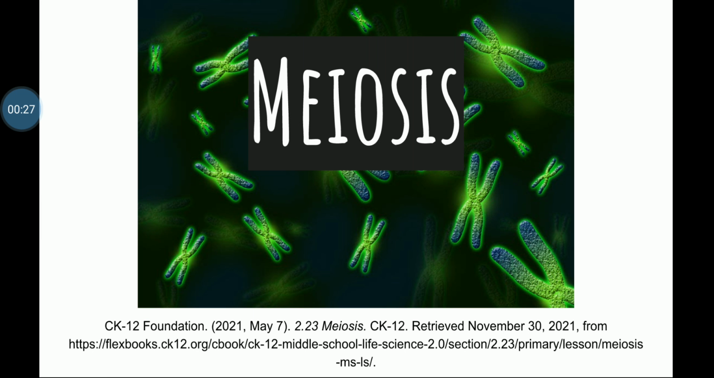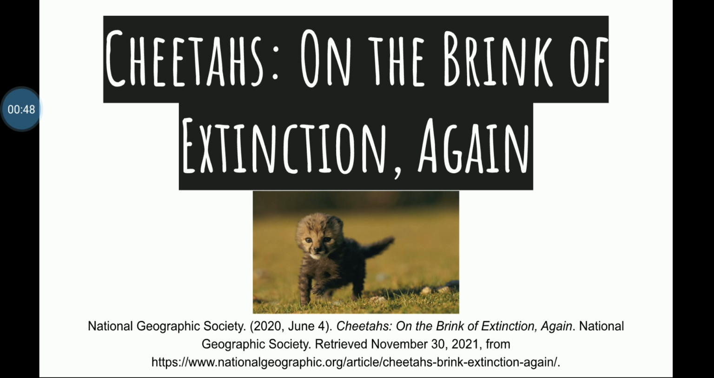So my first piece is called Meiosis. This is from the CK12 Foundation, and this would be considered a target text because it is a little more dense. This is an informational article that describes the steps of meiosis 1 and 2, including crossing over. It describes the number of chromosomes that humans have, and that we get half of our DNA from each parent via sexual reproduction.